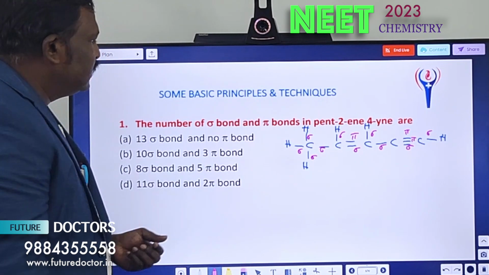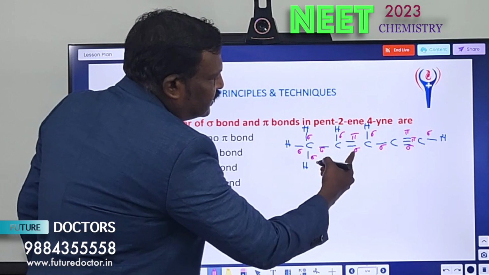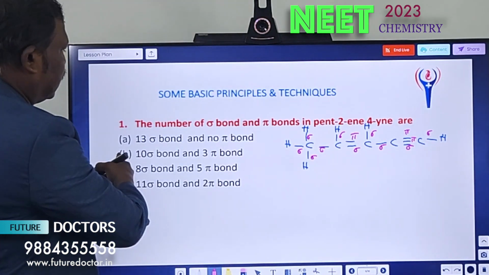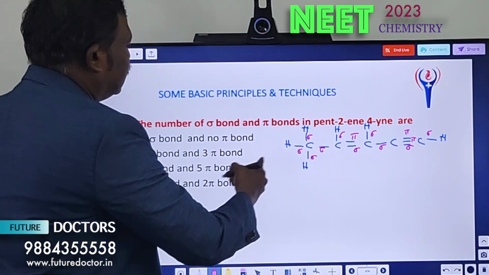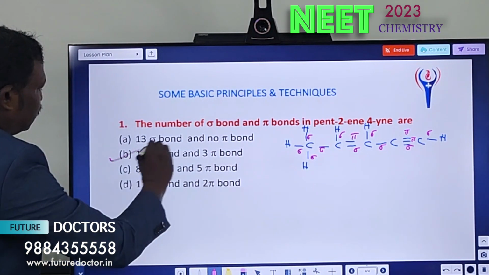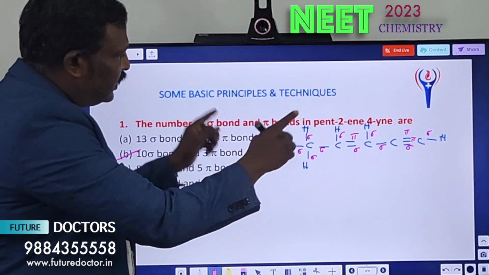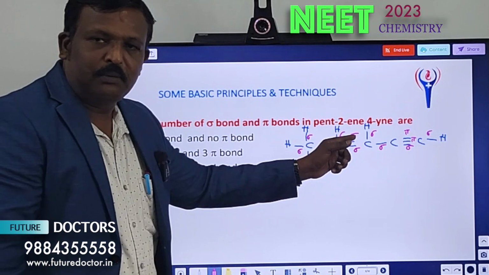Now they are asking to find the number of sigma bonds and pi bonds. So you have to count all the sigma bonds. How many sigma bonds here? 4, 5, 6, 7, 8, 9, 10. So 10 sigma bonds. Pi bonds: 1, 2, 3. So 10 sigma bonds and 3 pi bonds. So B is the correct answer. Understood? You must know how to draw the structure, then only you can find out the sigma bonds as well as pi bonds.